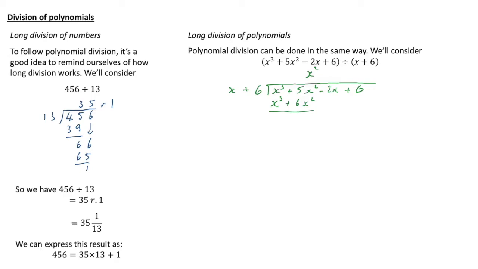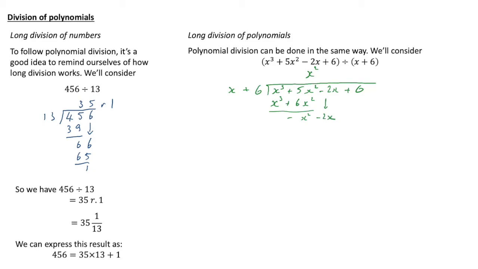So that's going to be the first part of our answer, but just as before, when we had 13 and it went in 3 times, we had to do 3 times 13 and then subtract that. This time we have to do x plus 6 times our x squared, which gives us x cubed plus 6x squared, and we have to subtract that. So that gives us minus x squared, and then we bring the next term down.